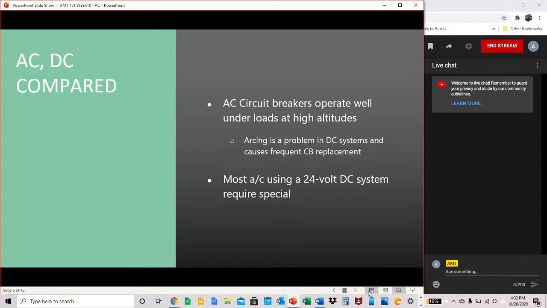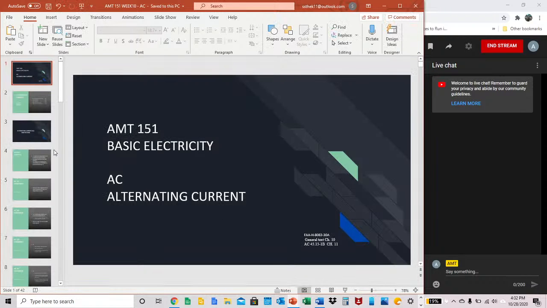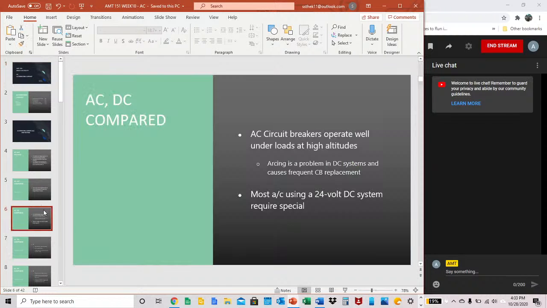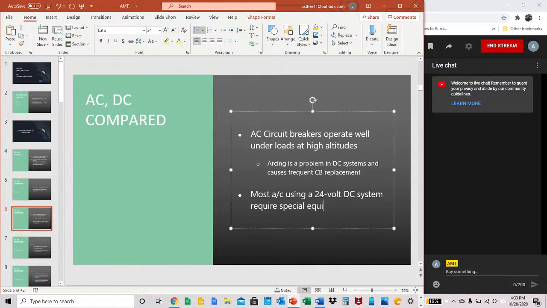I'm going to correct this because the word equipment is missing. So just another advantage to AC. DC does require special equipment.